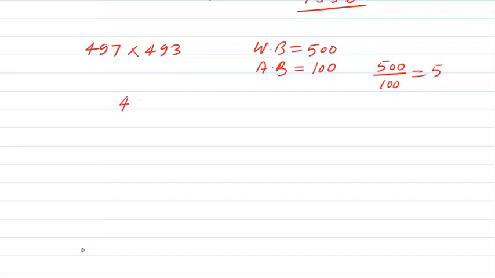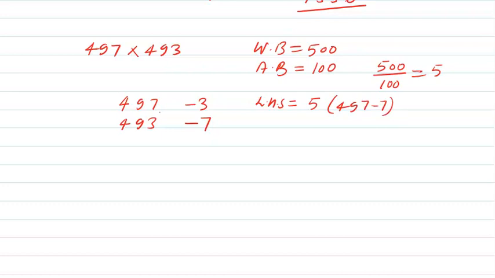Now 497 is minus 3, less than 500. 493 is minus 7, less than 500. So the left hand side in this case will be 5 times 497 minus 7. I am taking this part. I can take this part also, but I hope you understand. So 490 into 5 will be 2450, right?